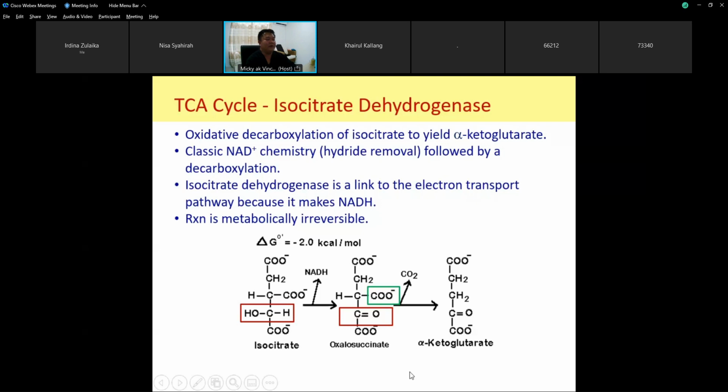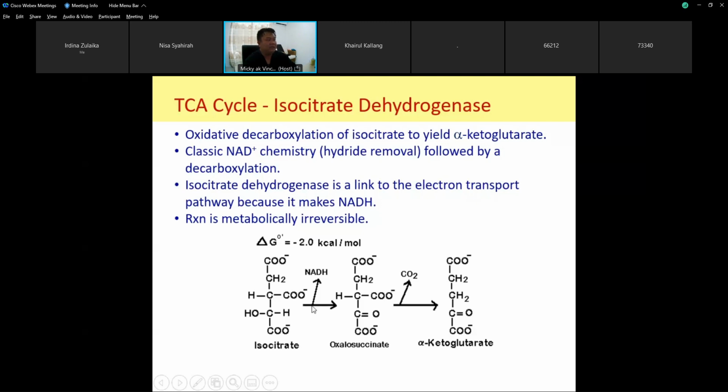Yes, between isocitrate and alpha ketoglutarate. In this process, you will have the production of NADH. You are basically having hydride removal, meaning hydrogen is removed from the isocitrate, and after that you have CO2 produced. It doesn't explain that here, but you just have to know that CO2 is produced. And from the 6 carbon of isocitrate, you get a 5 carbon alpha ketoglutarate.